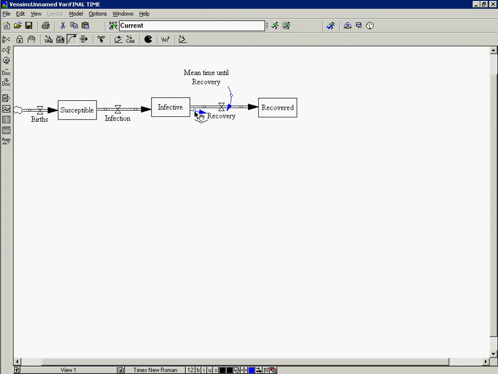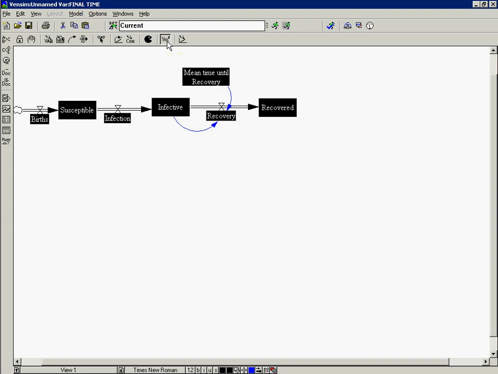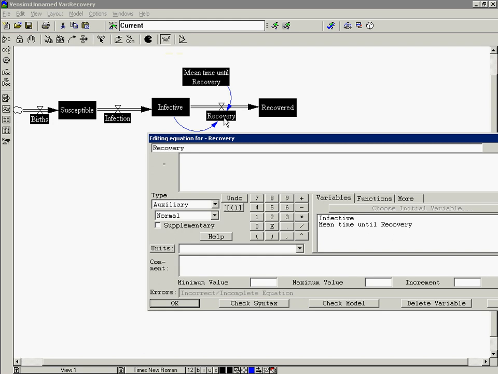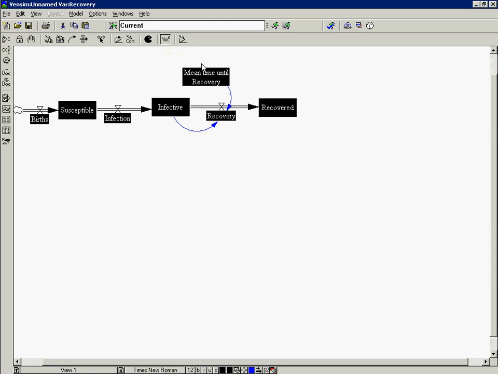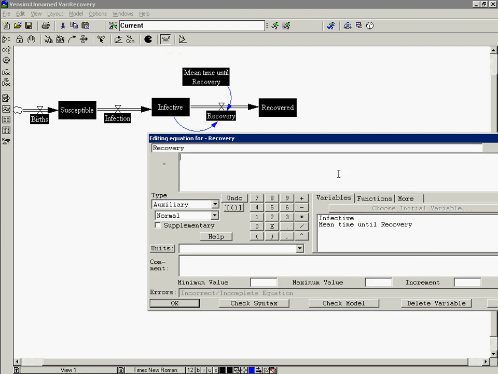Okay. And then what am I going to put as the formula for this? I'll go into equation mode, and notice it's an unhappy camper about a lot of things, but that's why I chose them in black. But recovery, what formula am I going to give to recovery? How did I go into that mode? I went into this button up here that has what looks like a little equation in it. I went into that mode and I clicked on recovery. And what do I need to put there? Exactly. Infective over mean time until recovery. Good. Excellent.